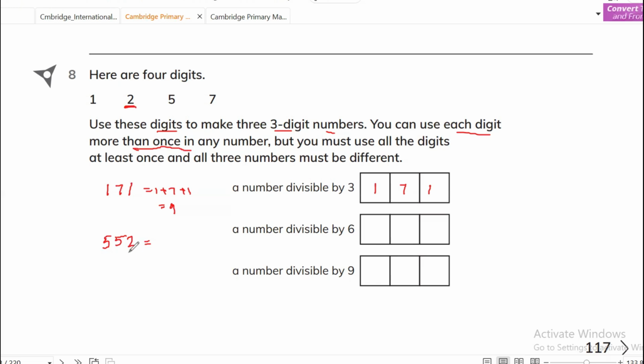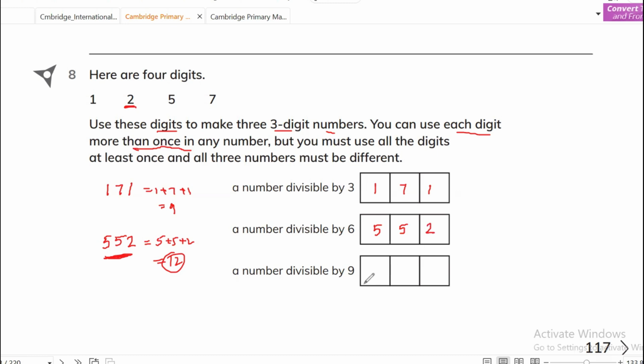And we will check if it is divisible by 3, yes or no. 5 plus 5, 10, plus 2, 12. It means it is divisible by 3 also. So this number 552 is divisible by 3 and it ends with an even number, so it is divisible by 2 also. So that means it is divisible by 6. Fine. So you can write here 5, 5, 2. Maybe your answer is different. You can think about different numbers, okay?